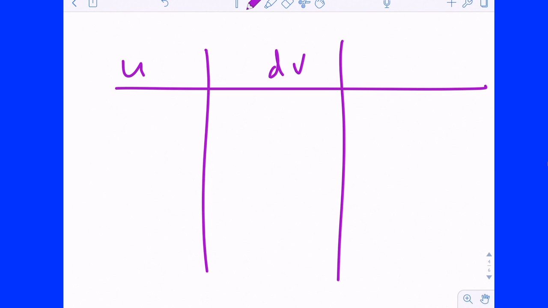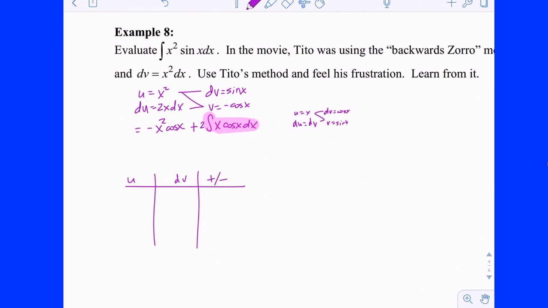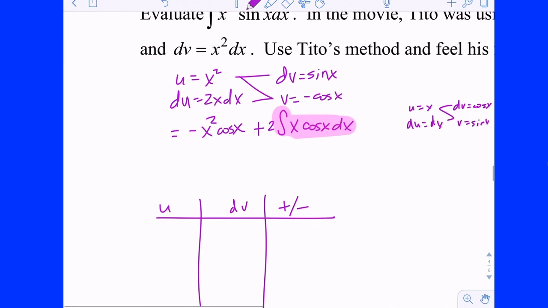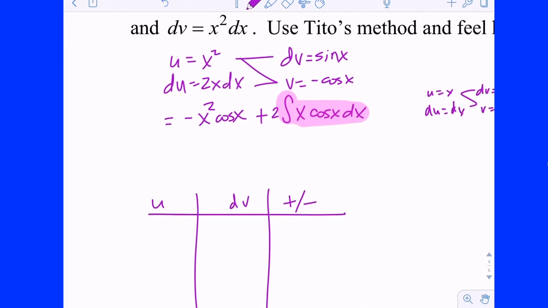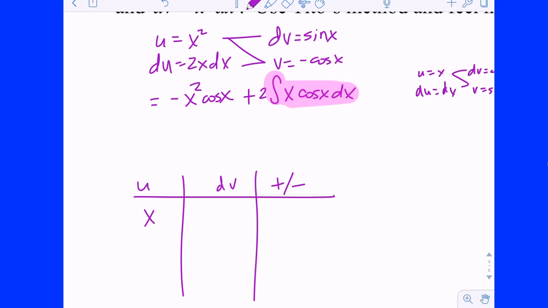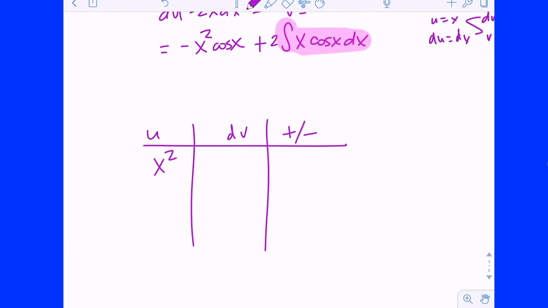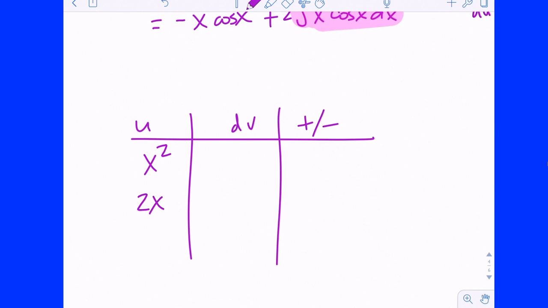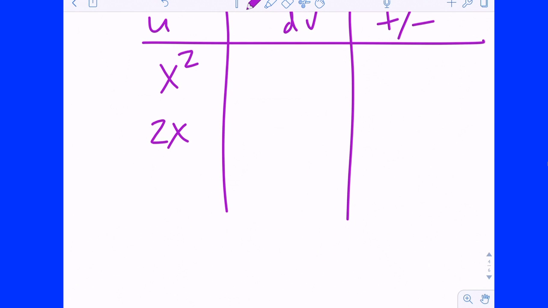All right, now here's what you do. You assign u to be what? x squared. And then you take its derivative, which is 2x. And what's its derivative? 2. And what's its derivative? 0. So you just keep taking derivatives on different rows: x squared, 2x, 2, 0, and then dv, we're going to call sine of x.